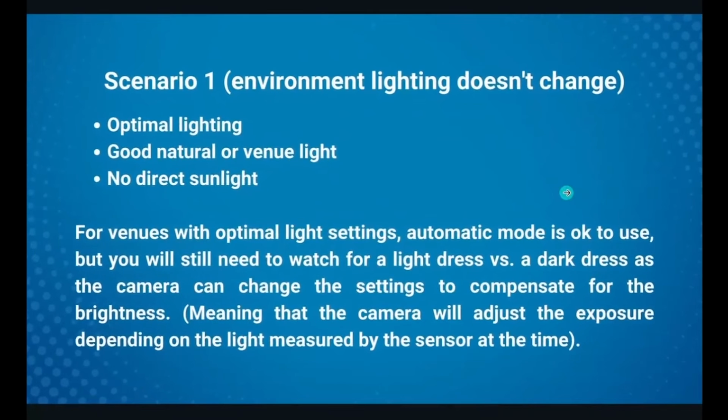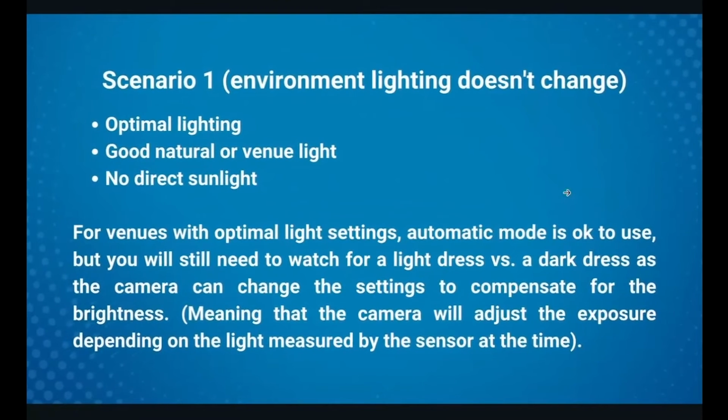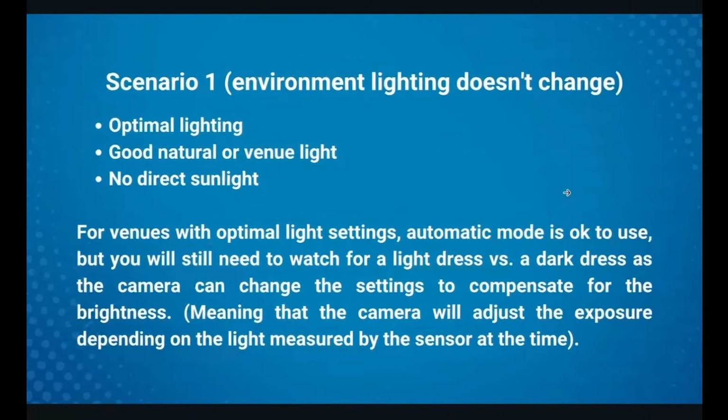Okay, so the first scenario is an environment with good light, light that doesn't change, which means it's a dream to have this perfect light. So optimal lighting, good natural or venue light, no direct sunlight. For venues with optimal light settings, automatic mode is okay to use because every photo will come out great and the camera will create the perfect photo in this case.